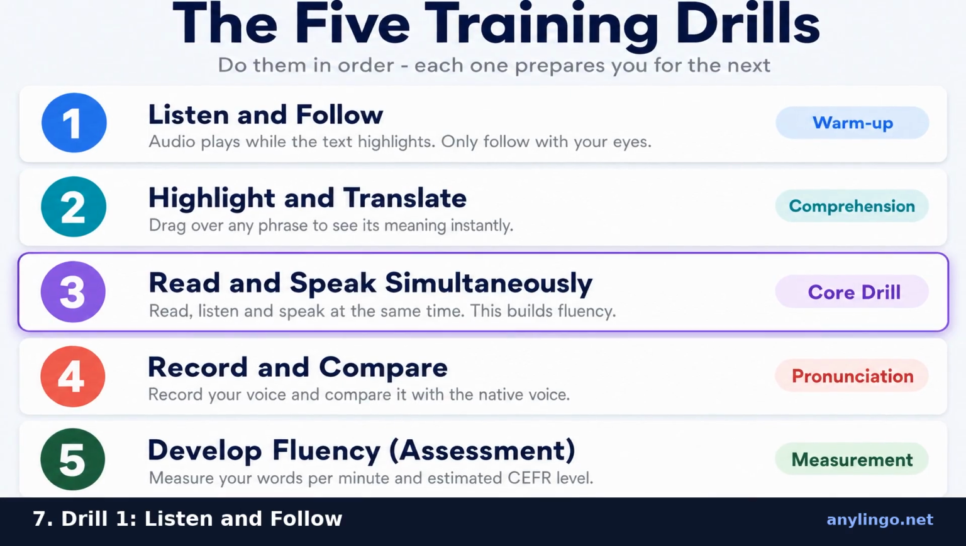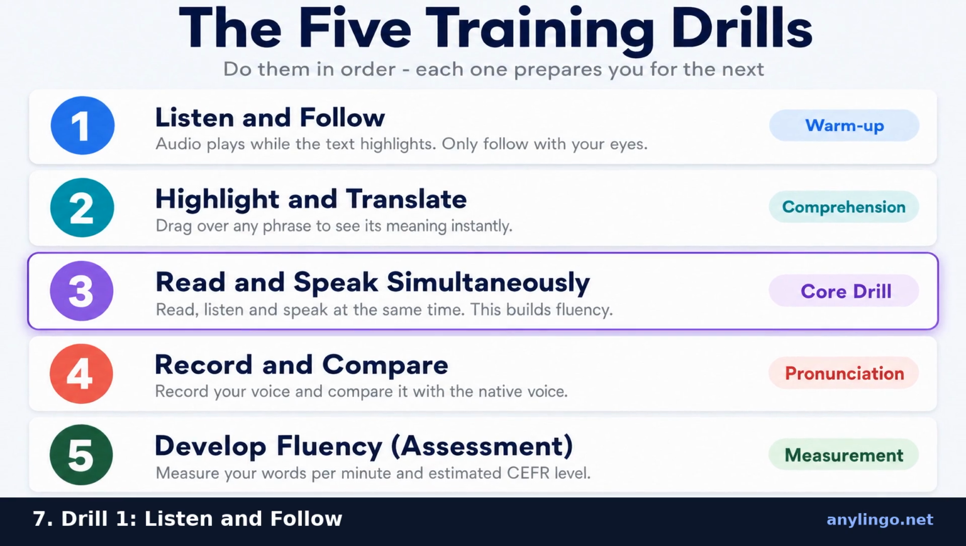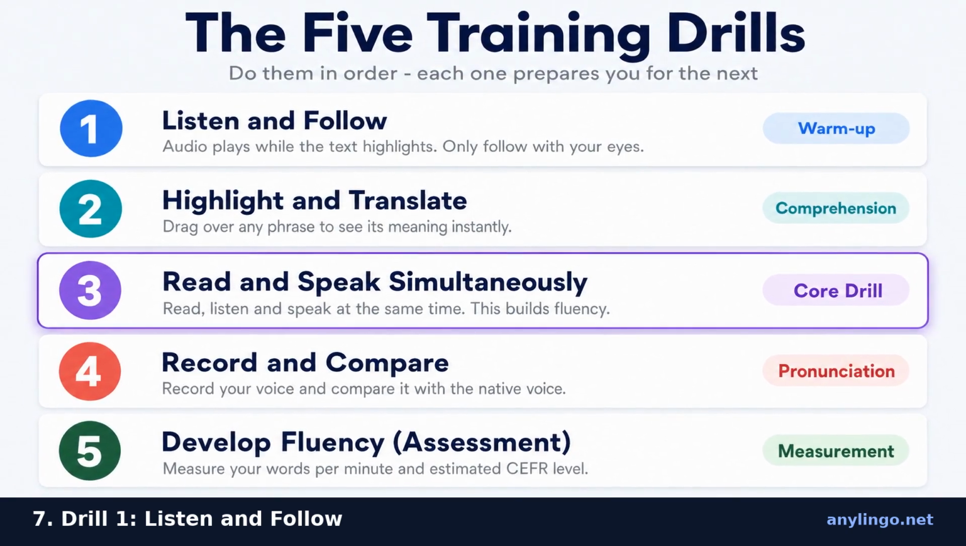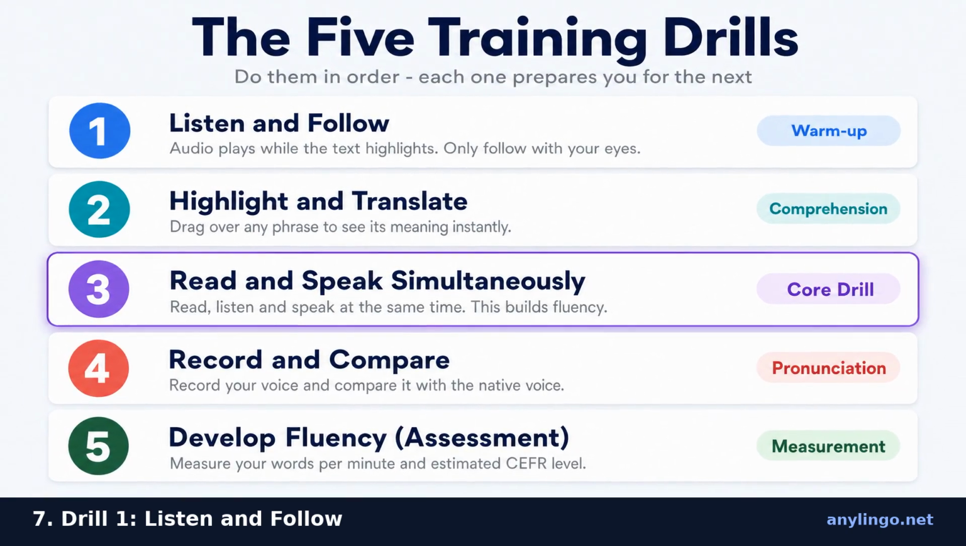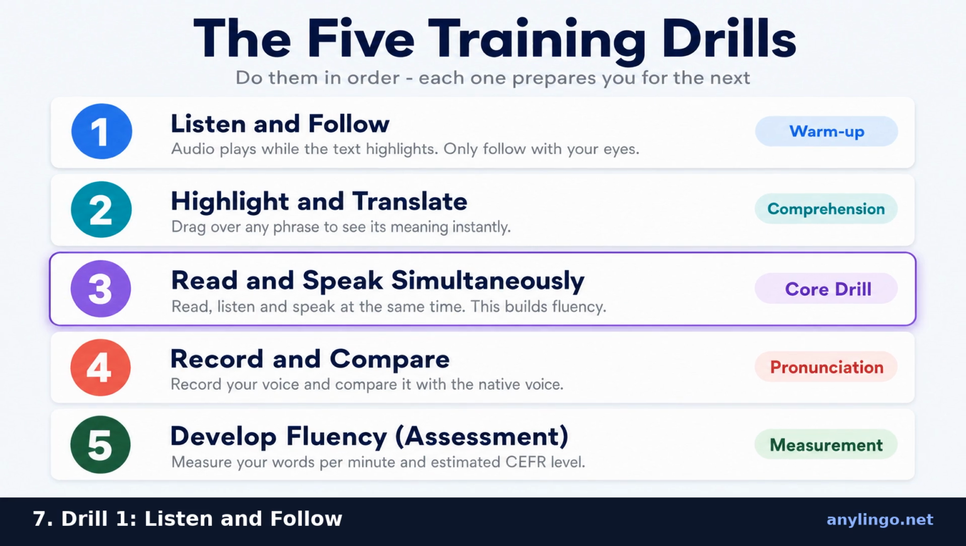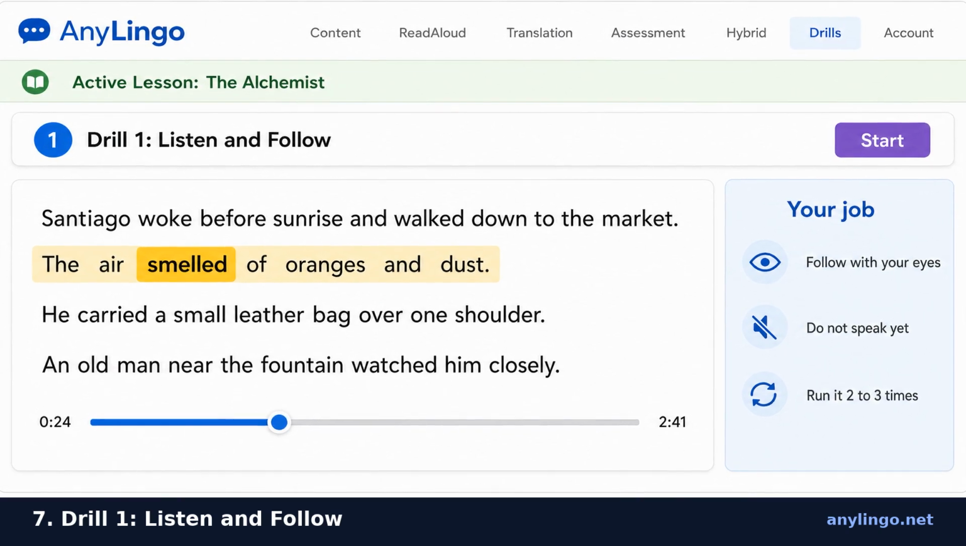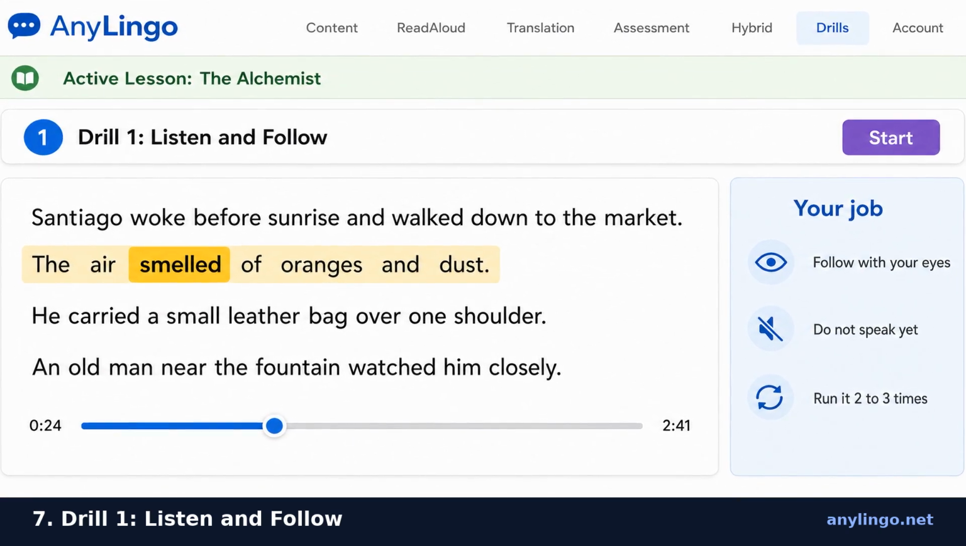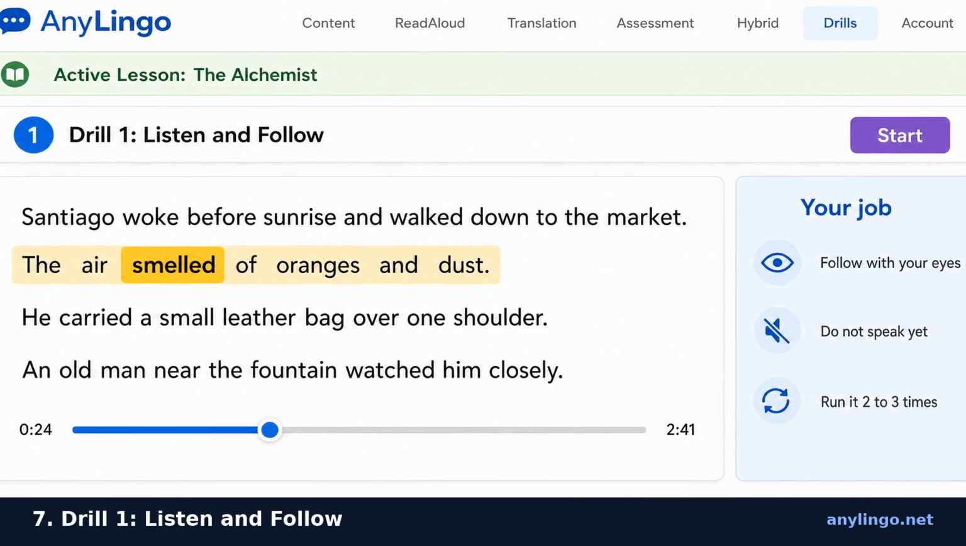Now click Drills. You will see the 5 training drills listed in order. They are designed to be done in sequence because each one prepares you for the next. Open Drill 1, Listen and Follow, and click the purple Start button. The audio begins playing, and the text highlights along with it, so your eyes are pulled forward at exactly the speed of the voice. Your only job in this drill is to follow. Do not speak, do not stop to look up words, do not rewind because you missed something. Just let your eyes track the highlight while your ears take in the sound.